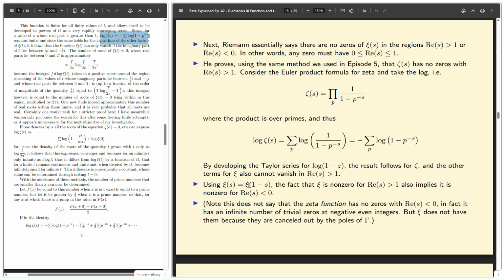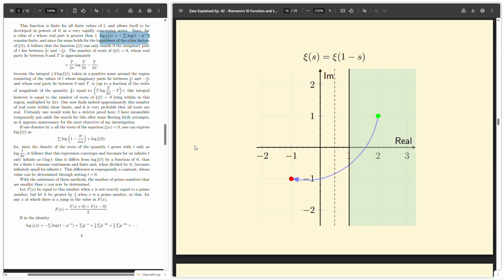So in fact, the zeta function actually does have an infinite number of trivial zeros, but the reason why xi does not have these zeros is because they're canceled out by the poles of gamma. I'm not going to explain this too much. We talked about this exact statement in episode 15, but that's kind of what's going on here. So we're just saying that xi cannot be 0 to the right of 1 or to the left of 0, and I'm going to show this graphically.